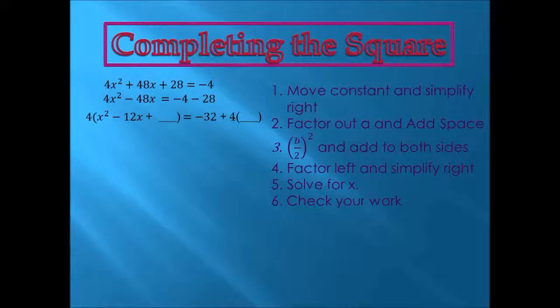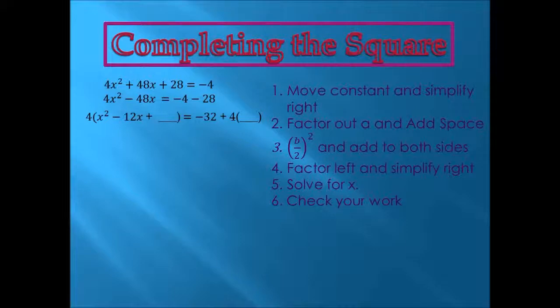Then step 2 says factor out a. Well, our a is 4. So when we factor that out, we're left with x squared plus 12x plus whatever your space is equals negative 32 plus 4 times space. Remember, when we're doing something to one side of our equation, we have to do it to the other. And since we have parentheses x squared plus 12x plus space, whatever number we get to go in that space will be multiplied by 4.